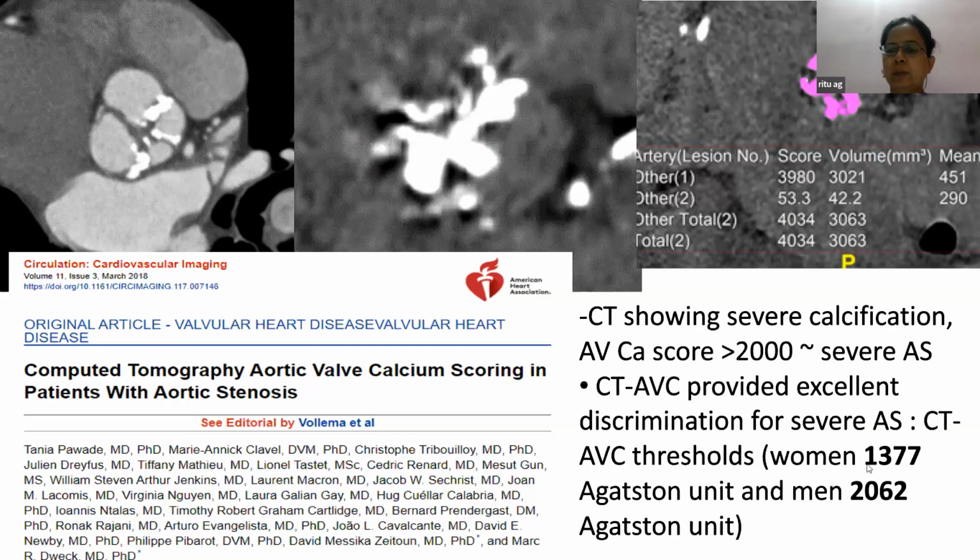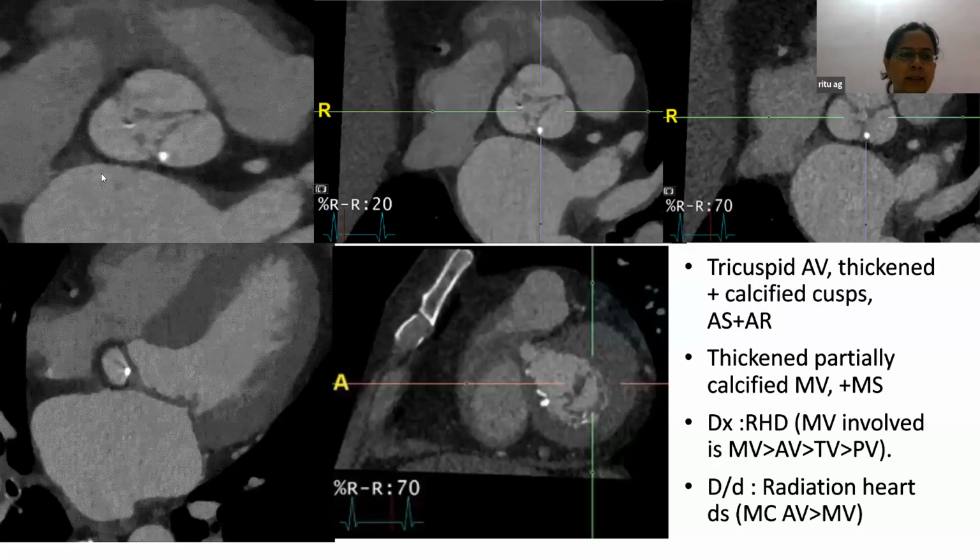The actual cutoff numbers are 1377 for females and 2062 for males. So roughly, if we have a calcium score of more than 1200 in a woman and more than 2000 in a man, then we know we are dealing with a patient of severe calcific aortic stenosis. Also, the pattern of calcification sometimes tells us about the valvular morphology.